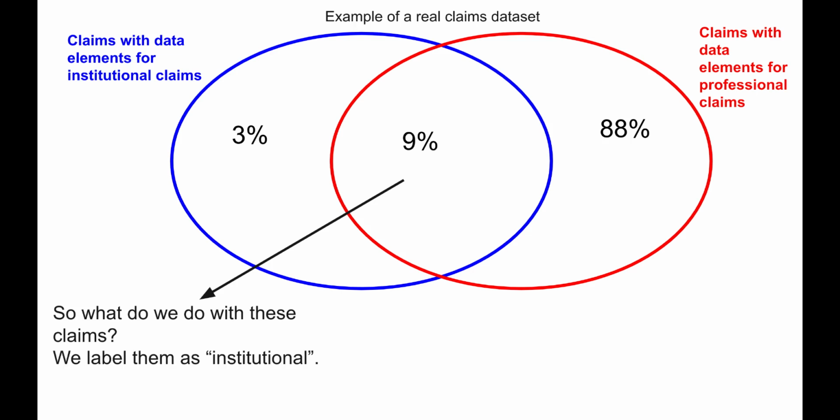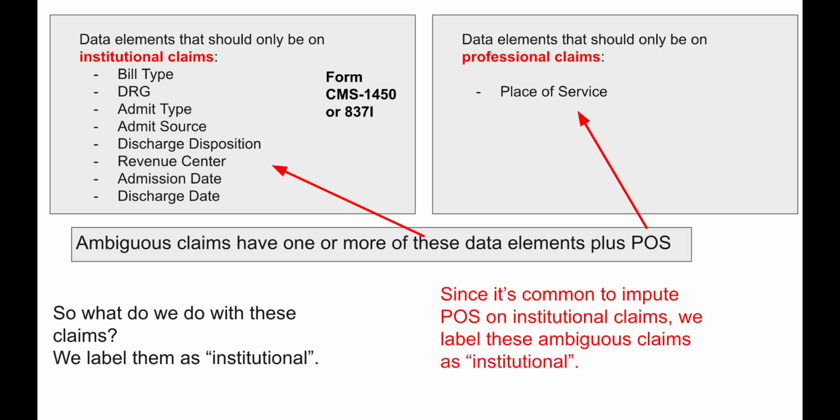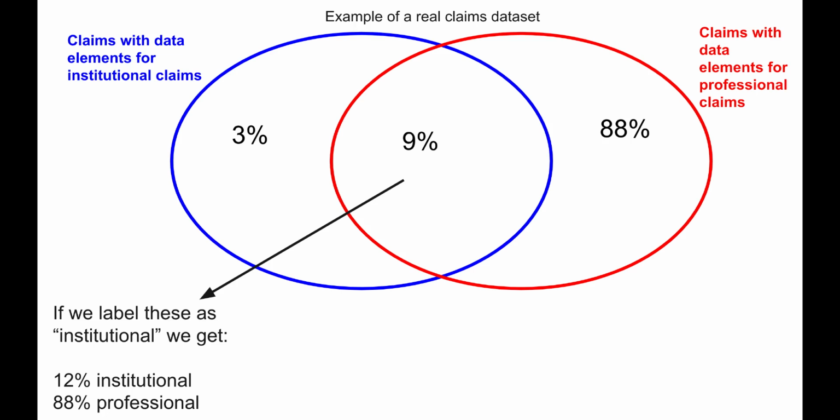We label them as institutional, and here's why. Remember that these ambiguous claims have one or more of these institutional data elements plus a place of service code. But since it's common to impute place of service on institutional claims, we label these ambiguous claims as institutional. And so if we do that with this example of a real claims data set I just showed, we would have 12% of the total claims being institutional and 88% of the total claims being professional.